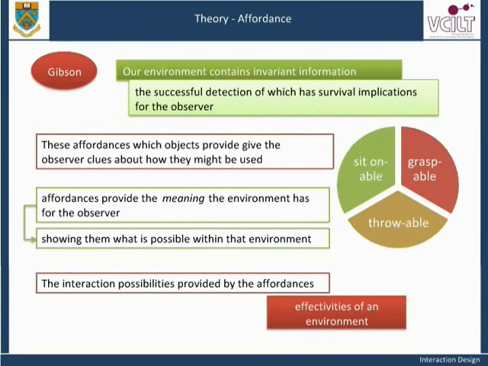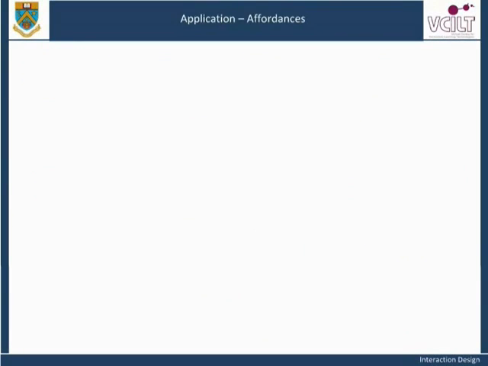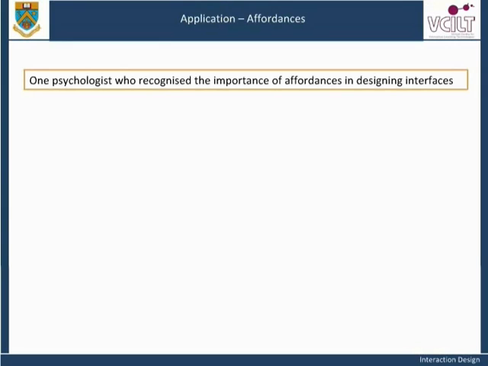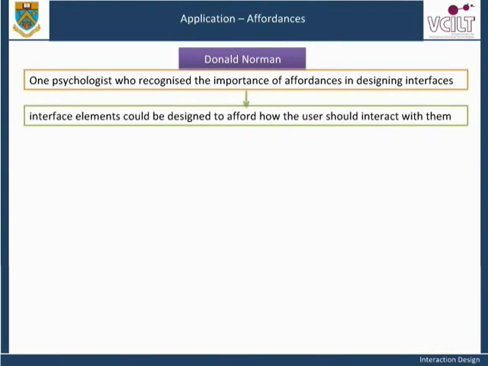This is quite a bold claim, which the ecologists defend by arguing the subtle and inextricable links between observer and observed environment. Regardless of the exact mechanism of how we perceive affordances, their effect in computer interfaces is profound. One psychologist who recognized the importance of affordances in designing interfaces was Donald Norman. He showed that interface elements could be designed to afford how the user should interact with them.